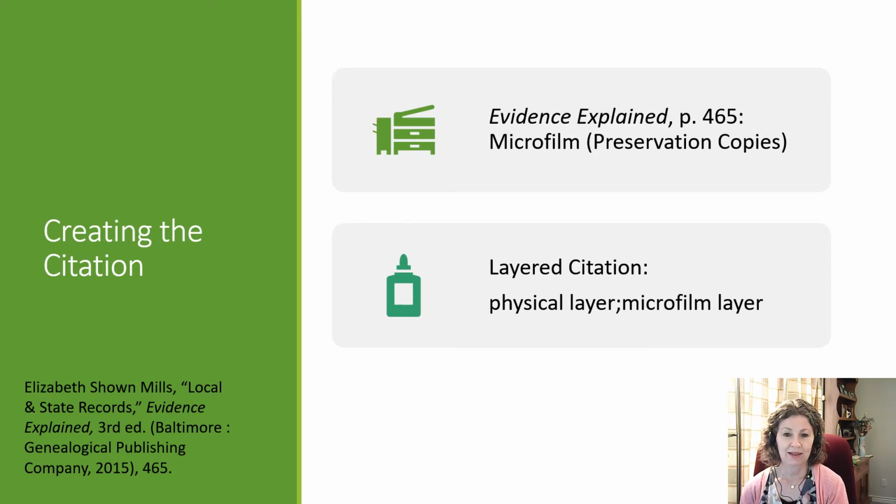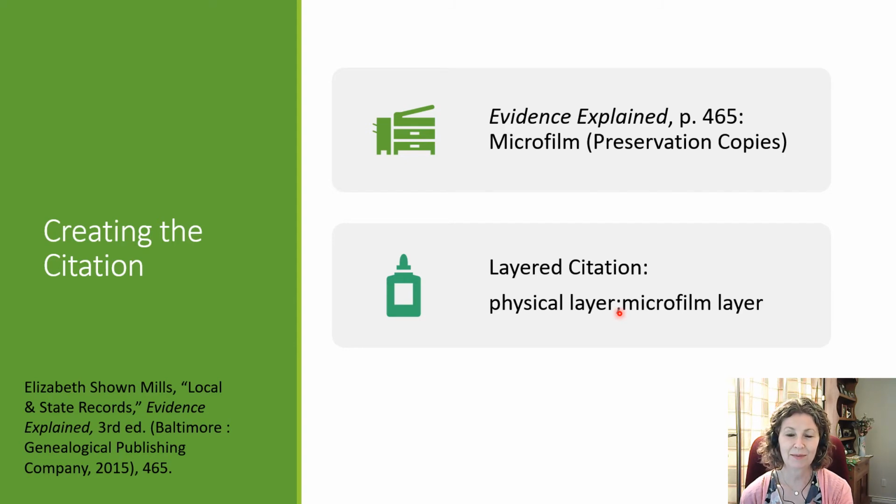When it comes to putting together the citation, then we have to think about whether this is a straightforward citation or if this is a citation that holds layers. And in this case, it does have layers. Often we think of that as a type of a citation where we have a digital copy and then we are also citing a physical copy. Well, in this example, we do have a physical layer and we have a microfilm layer. So when we create the citation, we just put all the information for the physical layer together, all the information for the microfilm layer together, and then we separate it with a semicolon.